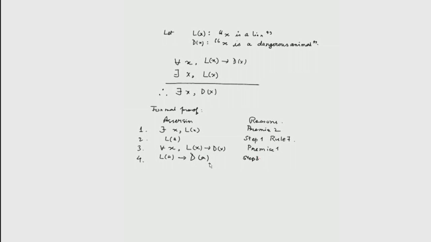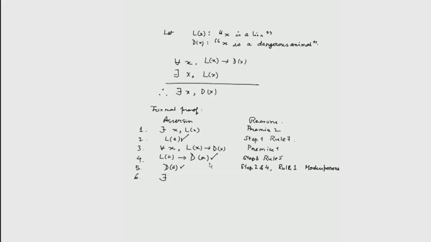Step 3 and rule 5. 5. D(a), step 2 and 4, rule 1 is modus ponens. So, I am combining step 2 and step 4 by using modus ponens and write this. And then in 6, there exists x D(x). This is step 5 and rule 8. Thus, we have proved the validity of the argument that we have stated just now.